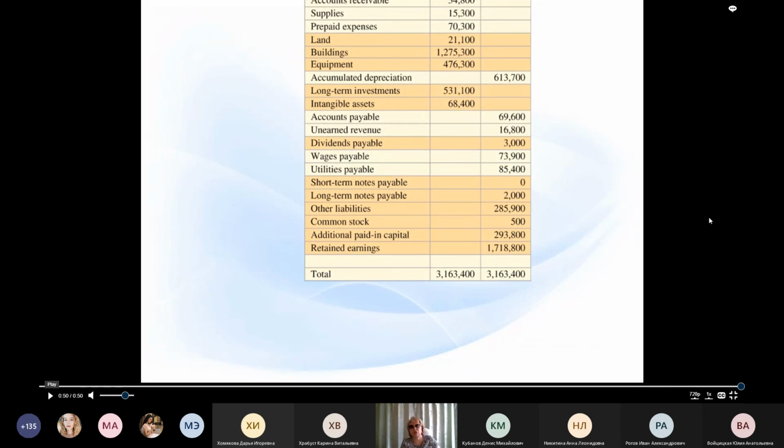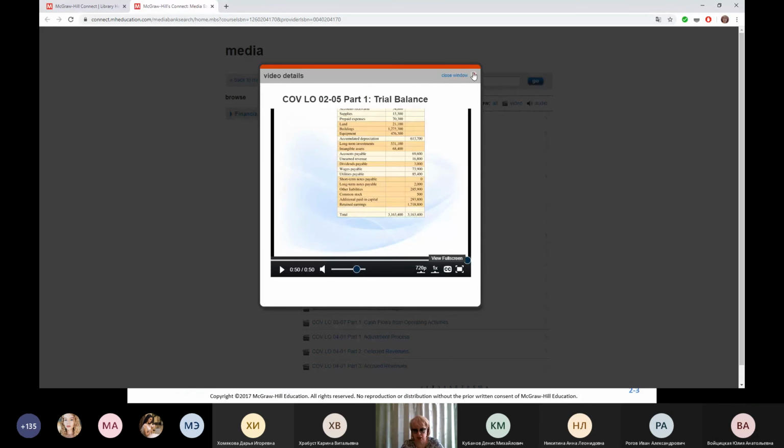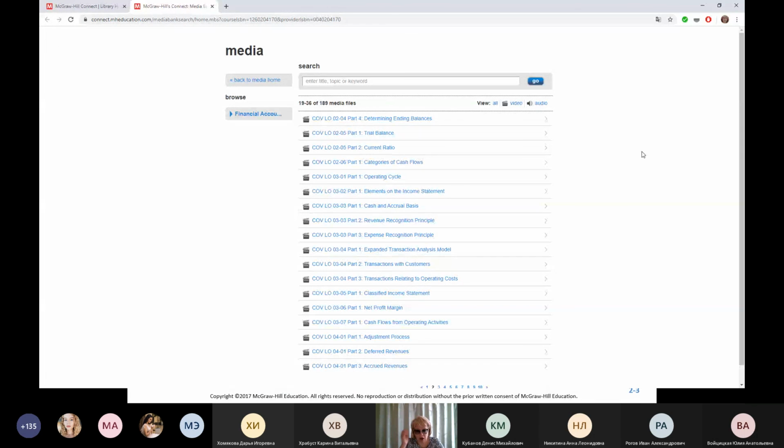So, dear students, this is all you should know about the trial balance. The trial balance is the list of all accounts with the debit and credit ending balances. And the main characteristic is that the total debits must be equal to total credits. So, dear students, our lecture is over for today.